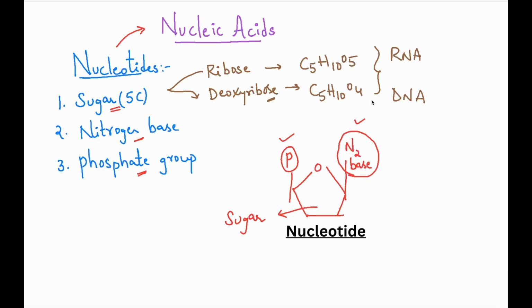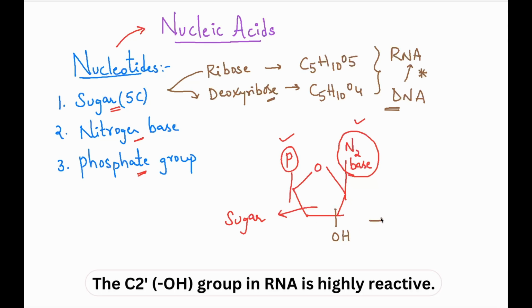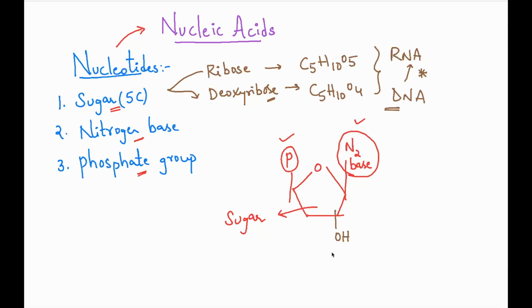This is very important because it makes DNA more stable than RNA. This is usually seen at this position. If this position contains an OH group, then it is considered RNA, whereas DNA only contains a hydrogen at this location.